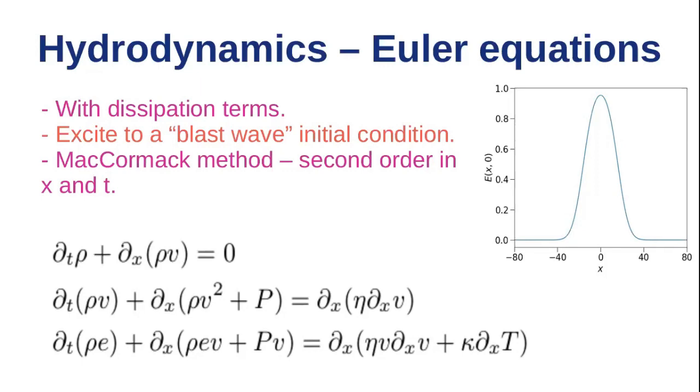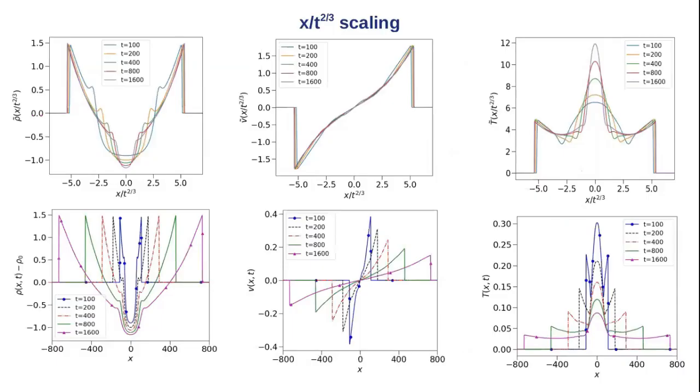Okay. And the method that you used to actually solve these is that? Yes, I'm coming back to that. Okay. So we can clearly see that the bottom panels, three plots, show what happens to the evolution at different times: 100, 200, 400, 800, and 1600. We can see the three conserved quantities rho, v, and T here. And these equations have been solved using the McCormack method.